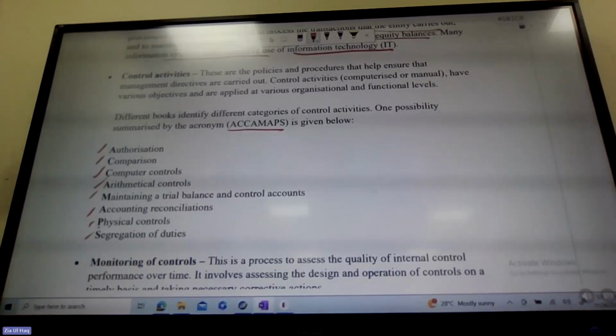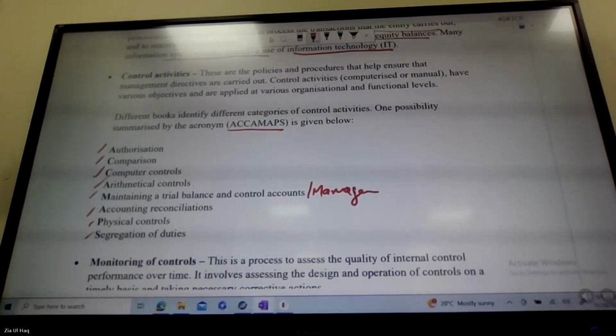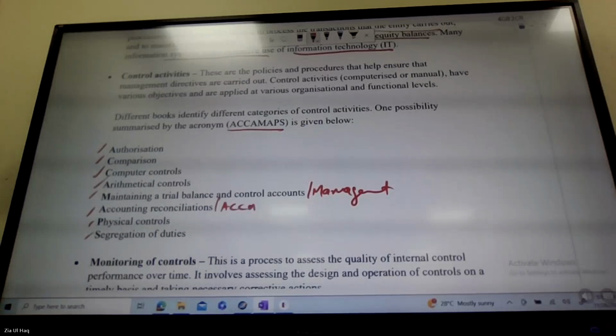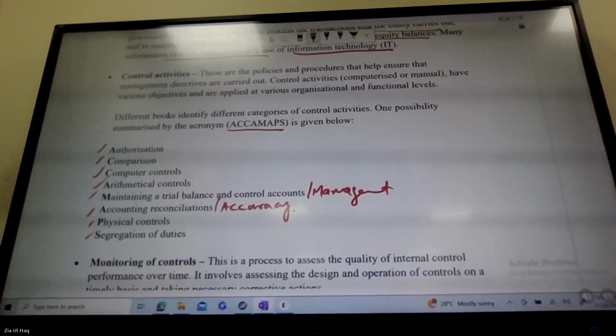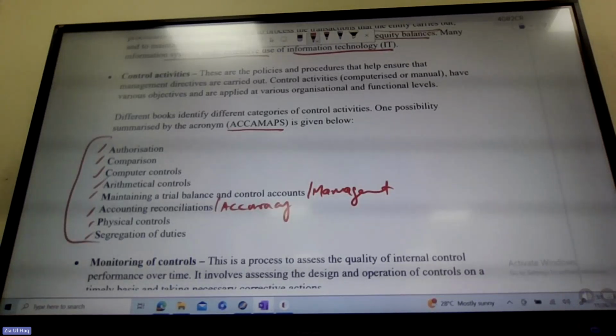And MAPS stands for management, maintaining a trial balance and control account, accounting reconciliation, also called accuracy, physical control, and segregation of duties. These are the minimum control policies that every organization should implement. If these minimum control policies are working in the organization, the control system will be strong. If these minimum policies are not working in the organization, the control system will be weak.